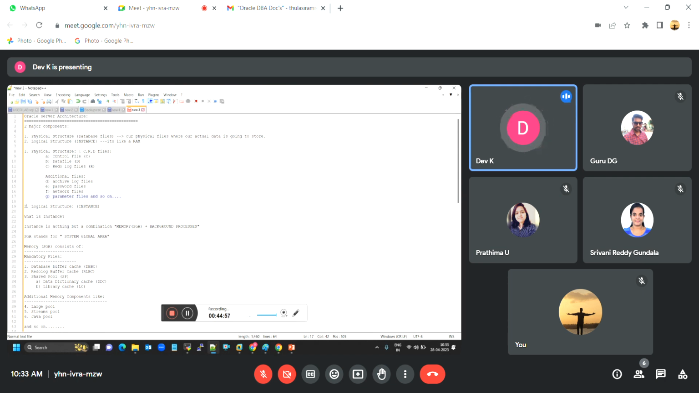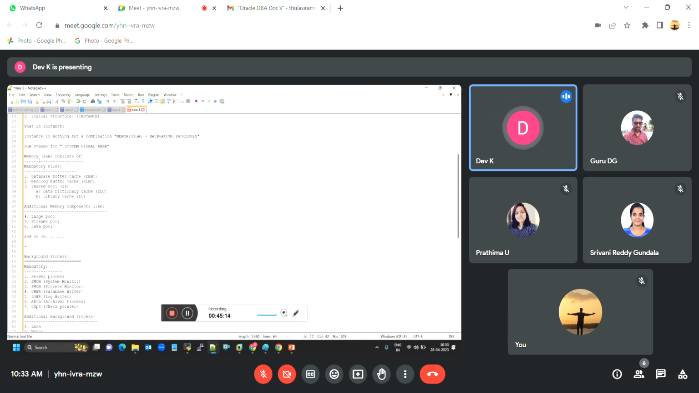And what about the logical structure? Logical structure means our instance. Instance is nothing but a combination of memory plus background processes. This memory is called SGA, which is System Global Area, and this SGA consists of mandatory memory components and additional memory components.